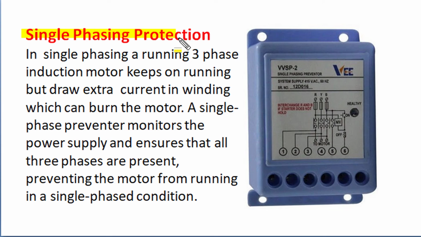We know that in single phasing conditions a running three phase motor keeps on running, but it will draw extra current in one part of the winding which can burn the motor, and such problematic conditions won't get noticed in line current, and normal overload protection won't provide protection against single phasing conditions. So we need an electronic single phase preventer that monitors the power supply and ensures that all three phases are present to supply the motor, and if a single phasing condition exists it will issue a trip signal to the contactor coil and that disconnects supply from the motor.